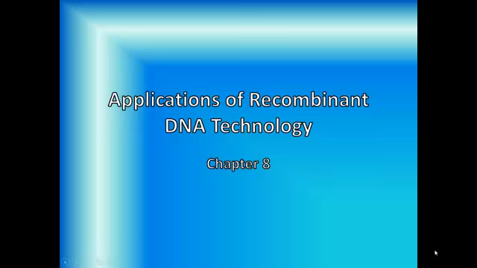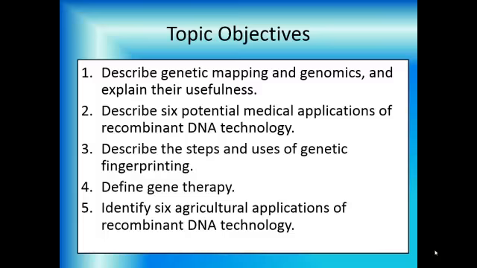Chapter 8, Applications of Recombinant DNA Technology. Here are the learning objectives for this topic. Describe genetic mapping and genomics and explain their usefulness. Describe 6 potential medical applications of recombinant DNA technology. Describe the steps and uses of genetic fingerprinting. Define gene therapy. Identify 6 agricultural applications of recombinant DNA technology.